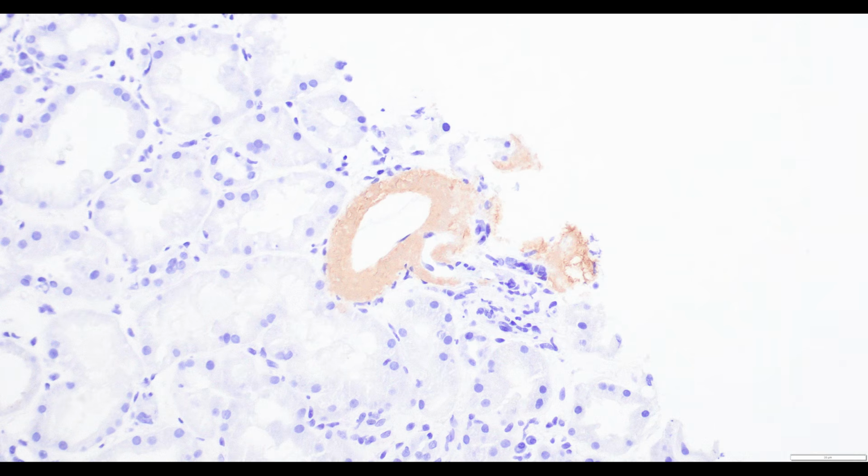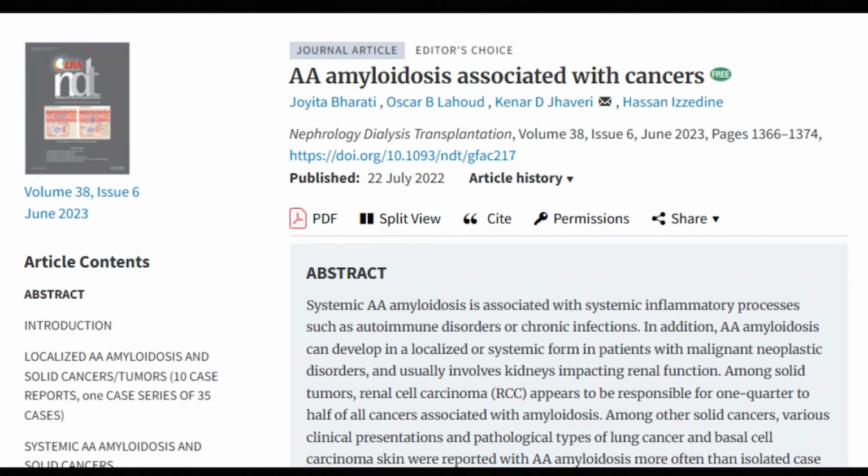This typically occurs in the setting of autoimmune disorders like rheumatoid arthritis, ankylosing spondylitis, inflammatory bowel disease, or chronic infections. However, a review from 2023 showed that AA amyloidosis is associated with several types of cancers and malignancies. Amongst solid tumors, it was most commonly associated with renal cell carcinoma. Other common tumors associated with AA amyloid included lung cancer and different skin cancers like basal cell carcinoma. Also within this review, AA amyloid was reported in a substantial number of cases treated with immune checkpoint inhibitors, with a hypothesis that the increased cytokine release from the activated effector T cells could be driving the pro-inflammatory environment.